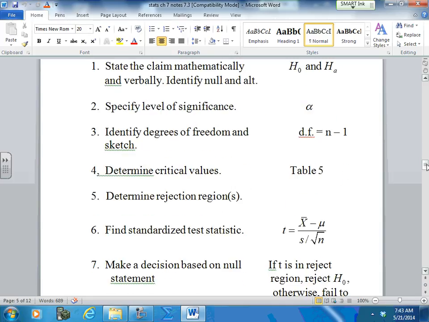Okay. We state your claim, your level of significance. We use your critical values. We label your reject regions, and a lot of you guys like the reject regions. We make a decision. Again, we follow the chart for your decision.